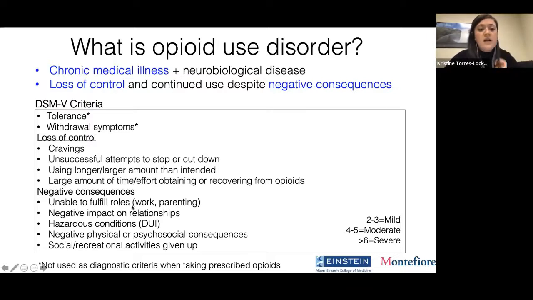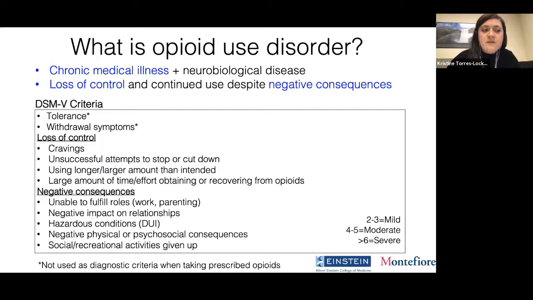So are they not able to fulfill their duties as a parent or at work? Is it affecting their relationships negatively? Are they using the substance under really dangerous conditions like driving? Have they had negative consequences, like have they acquired HIV, Hep C, had an overdose, things like that? And so you can go through all of these and count up how many criteria they meet, and that defines how severe the disorder is. So 2 to 3 is mild, 4 to 5 is moderate, and 6 or more is severe.